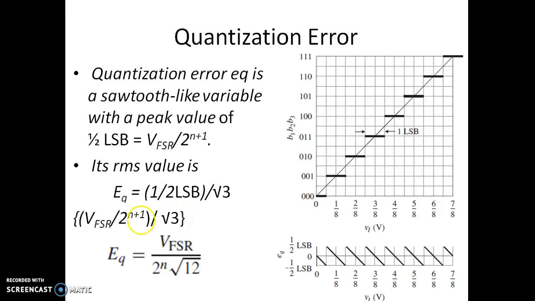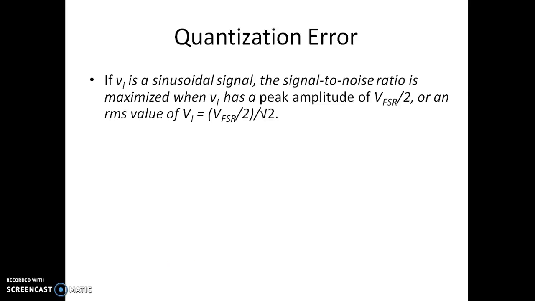Now EQ is also given by VFSR divided by 2 power n into root 12. Upon doing this, we have root 3 into 2, because out of this 2 power n plus 1, you can write it as 2 into 2 power n. So that 2 into root 3 happens to be root 12. So let us continue with this.